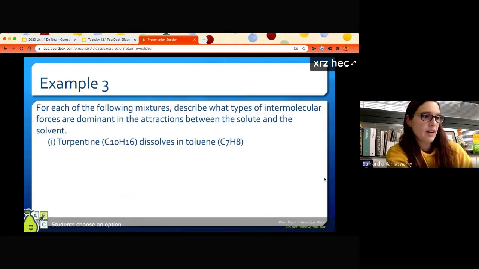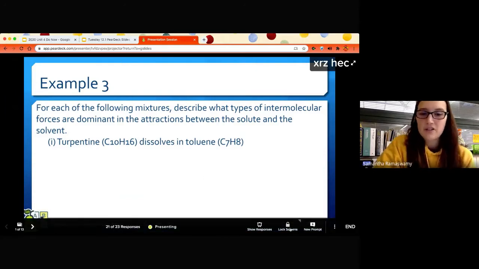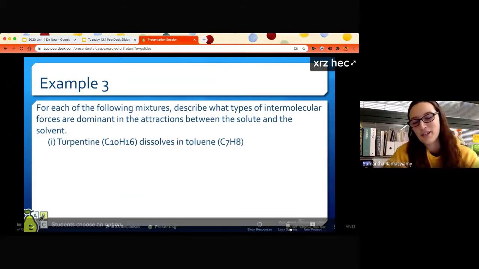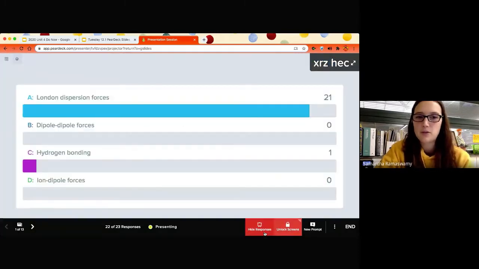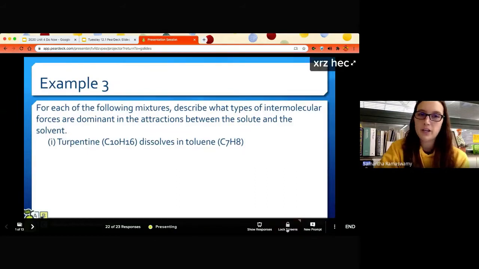And what I'll actually do is I'm going to lock the screen. I'm going to talk about it, and then if you want to go back and change your answer, you can. So I'm going to just lock it right now. I'm going to show the responses. So it looks like most people chose dispersion forces, which is correct. So I'll unlock, so if you want to change to dispersion.